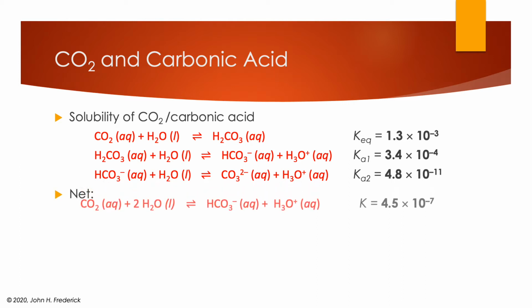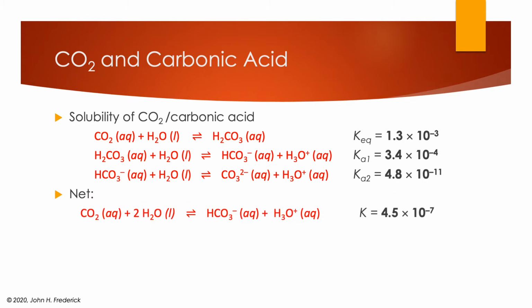So the net equation for all of this is when we have carbon dioxide dissolved in water, it combines with the water to form the bicarbonate ion and a hydronium ion, and that has an overall equilibrium constant, which is from the first two equilibrium constants, of 4.5 times 10 to the minus 7. Now, why is this important? Why would we care about this?